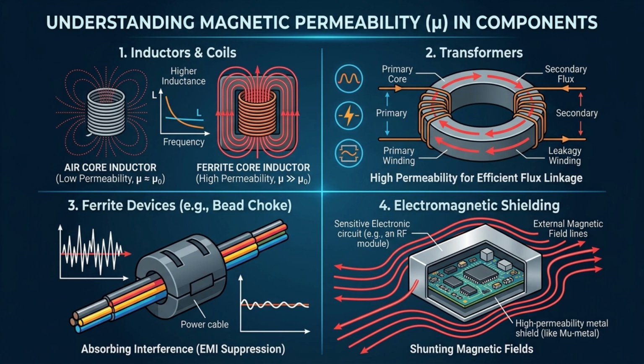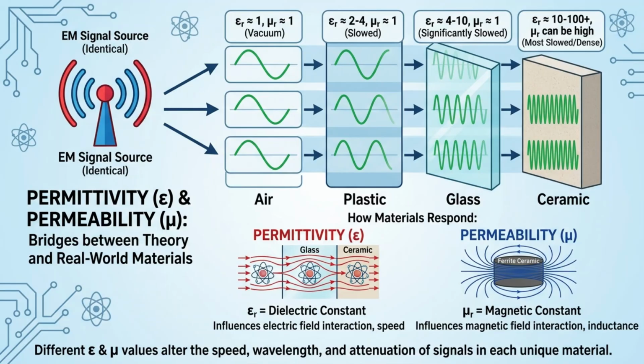Permeability becomes particularly important in magnetic components, such as inductors, transformers, ferrite devices, and electromagnetic shielding structures. Both parameters are fundamental to understanding RF system behavior and component design. Permittivity and permeability are the bridge between electromagnetic theory and real-world materials. They explain why identical signals behave differently in air, plastic, glass, ceramics, and other engineering materials.